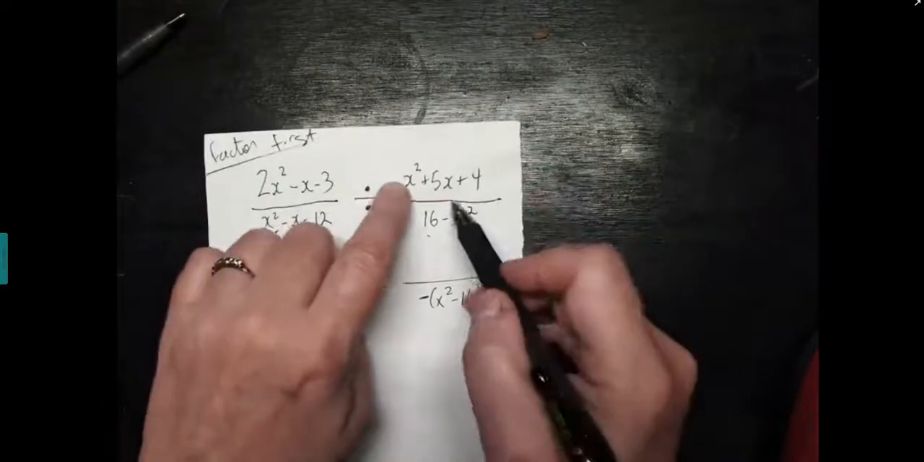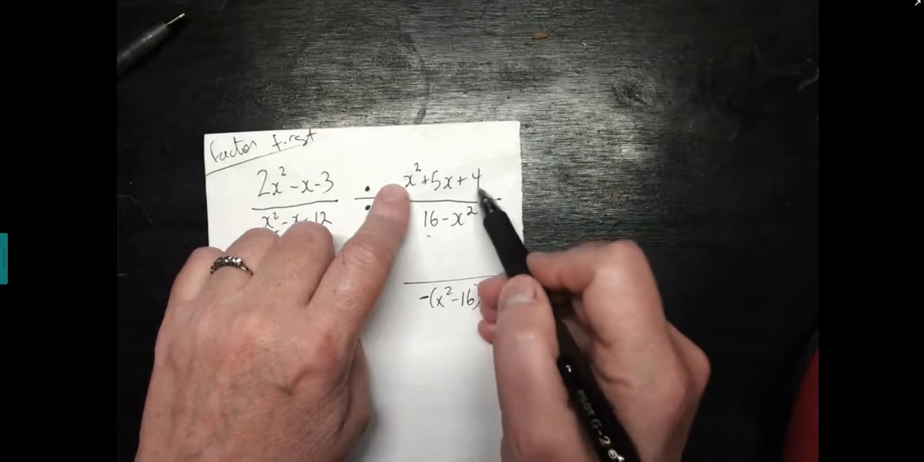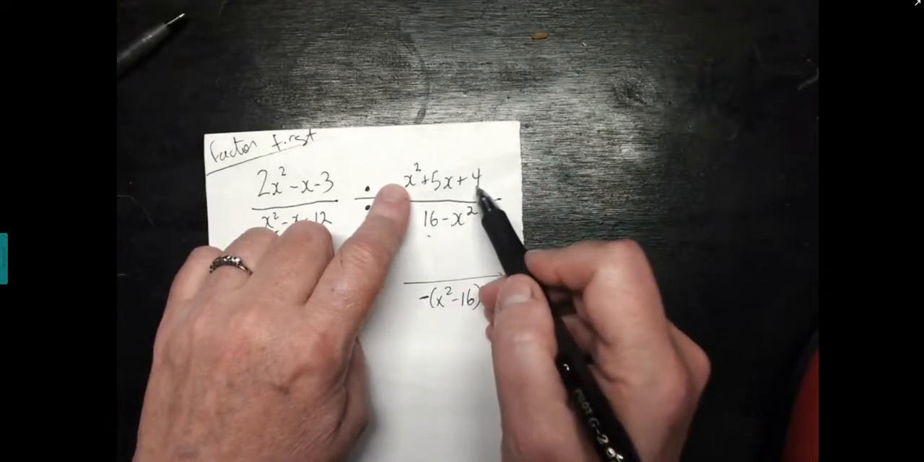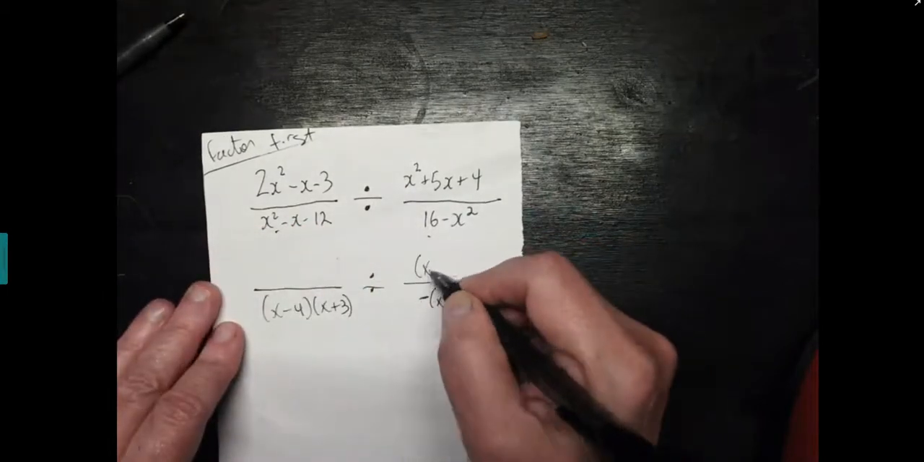All right, what about this? Two numbers that multiply together to give 4, but add together to give me 5. Well, 4 and 1. 4 times 1 is 4, and 4 plus 1 is 5.